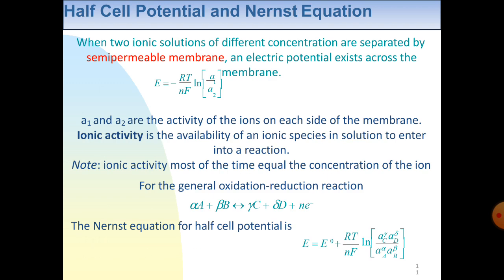So this slide shows the half cell potential and Nernst equation. Here, two ionic solutions of different concentration are separated by a semi-permeable membrane. So in the fourth slide we see the half cell potential separated by a semi-permeable membrane, and an electric potential exists across it: E is equal to RT by NF ln of A1 by A2. A1 and A2 are the activity of the ions on each side of the membrane.